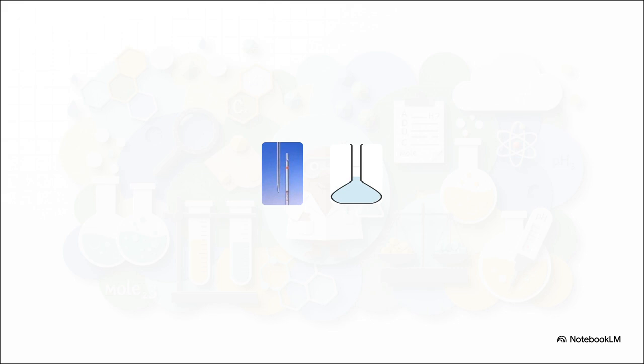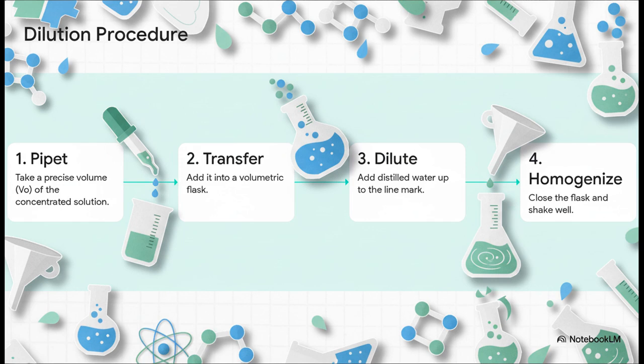To do it right, you need the right tools. The volumetric pipette on the left lets you grab an exact amount to start with, and the volumetric flask on the right makes sure your final volume is absolutely perfect. And the procedure itself? It's actually really straightforward and kind of satisfying. You use the pipette to pull up your starting liquid, transfer it into the flask, and then you add distilled water exactly to that tiny little line etched on the neck. Cap it, give it a few shakes to mix it all up, and you're done. You've just made a perfect dilution.